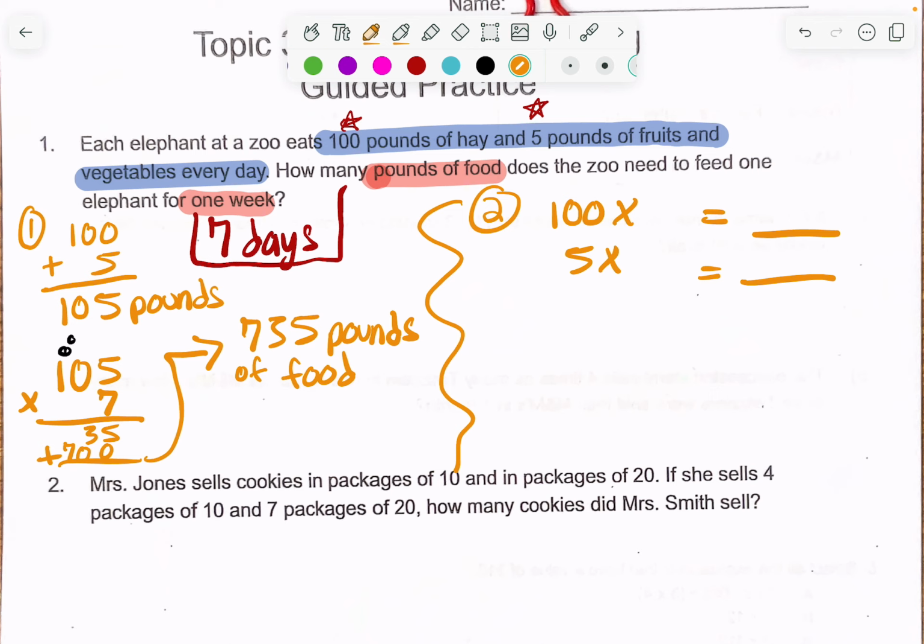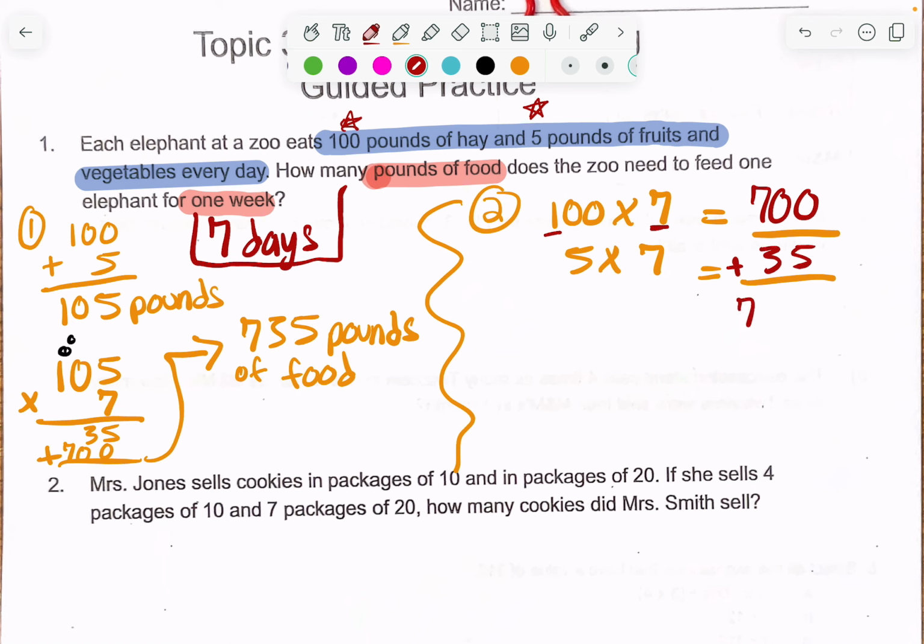So this one, I know I have 100 pounds of hay, and my elephant eats 100 pounds of hay each day. And if we need it for 7 days, I'm going to multiply that by 7. And same with our bottom one for the fruits and vegetables. So this one, since it's like the distributive property, you're breaking it apart. So our basic fact is 1 times 7, which is 700. And then my next one, we know what 5 times 7 is, which is 35. Now go ahead and add those two together.